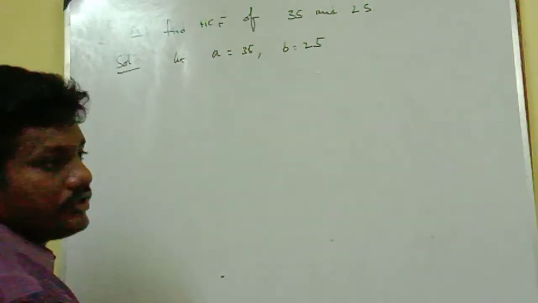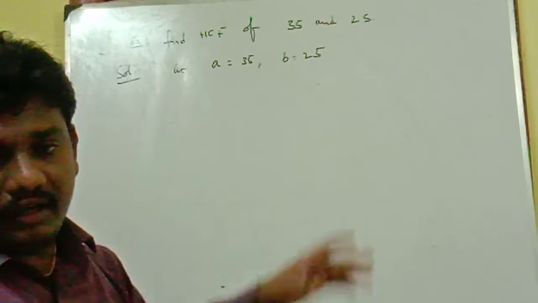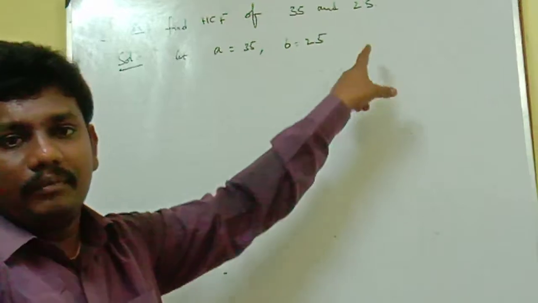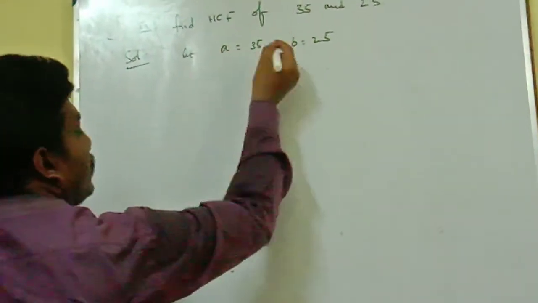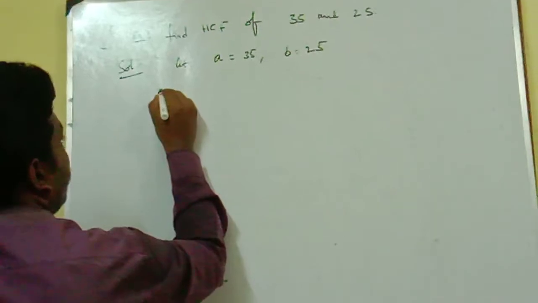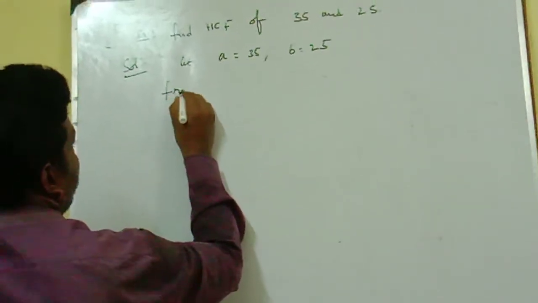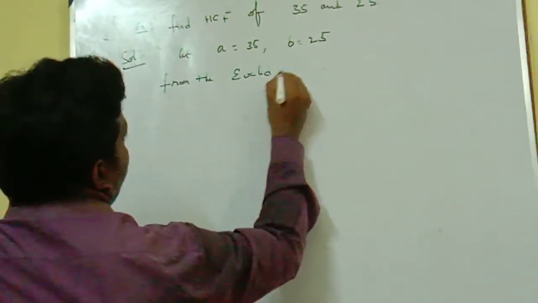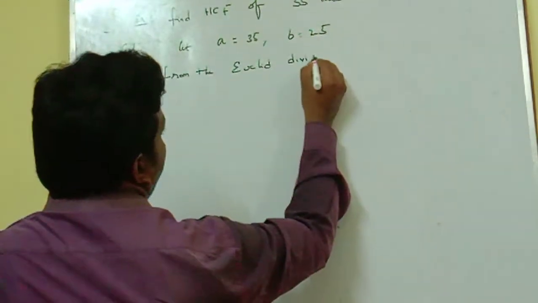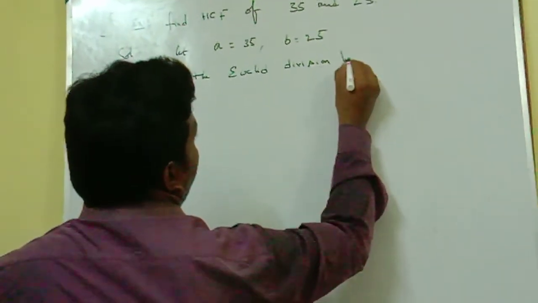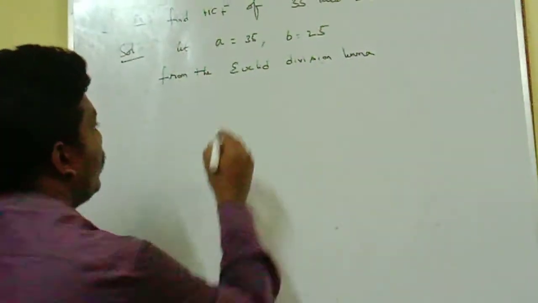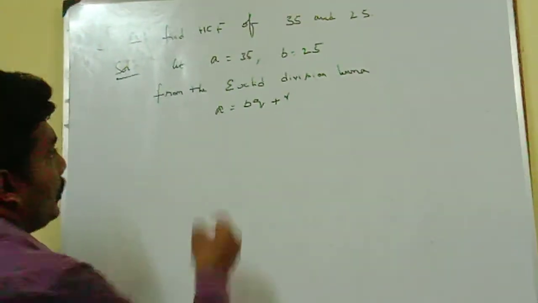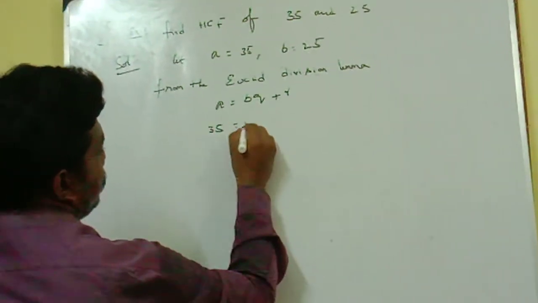According to Euclid division lemma, for any two positive integers a and b, there exists a unique pair of positive integers q, r satisfying the condition a is equal to bq plus r. From the Euclid division lemma, a is equal to bq plus r. Now here a is equal to 35 and b is equal to 25.